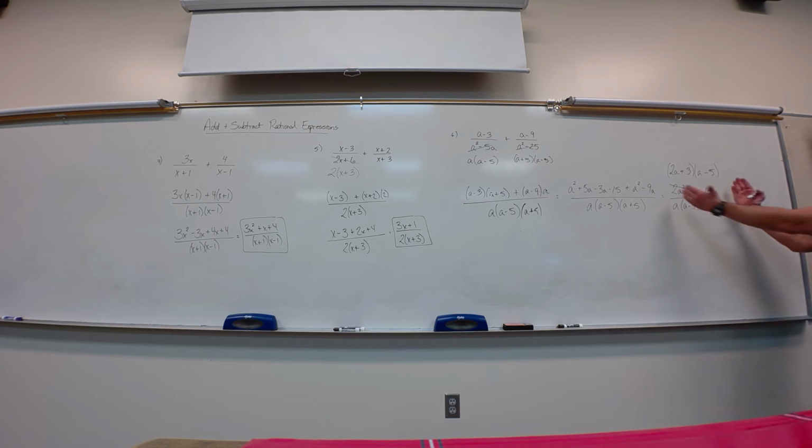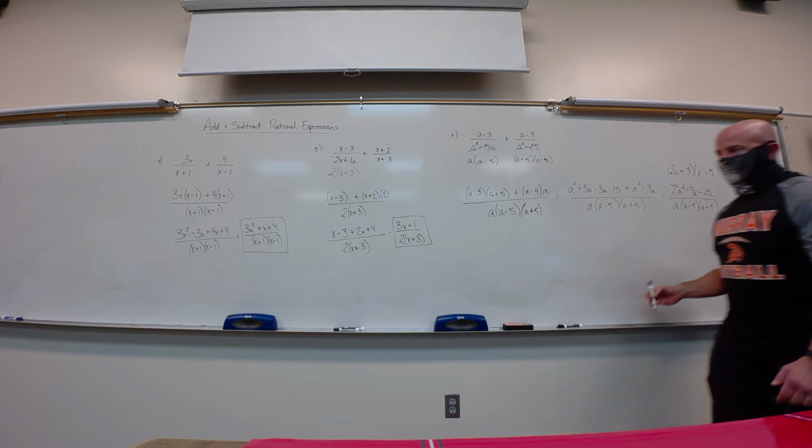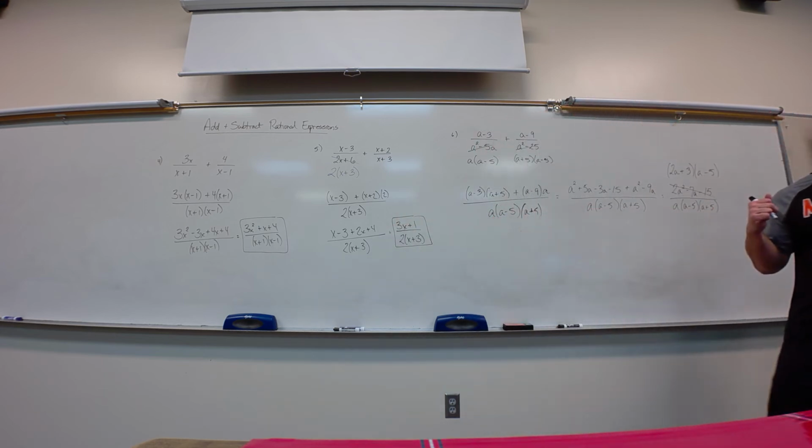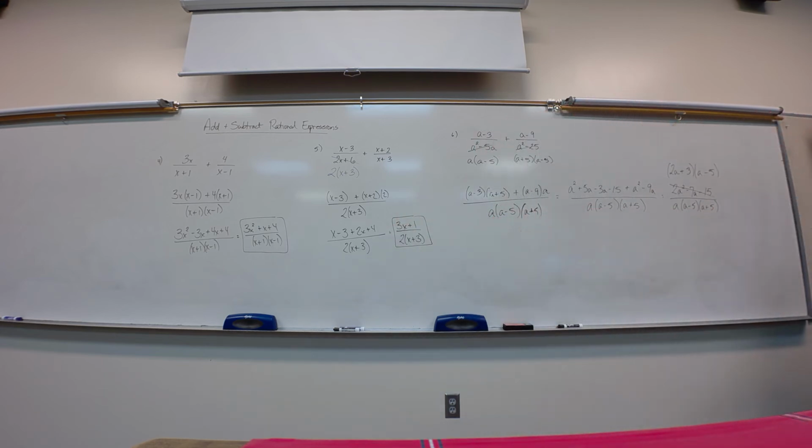So at this point, you're kind of going back to what we did before. We've got to see if we can simplify something. Sometimes they don't simplify, like this guy here. Sometimes they do. Just like when you use just numerical fractions, you got an answer. Sometimes they reduce, sometimes they didn't. Here the a minus 5s cancel. So my final answer is 2a plus 3 over a plus 5.